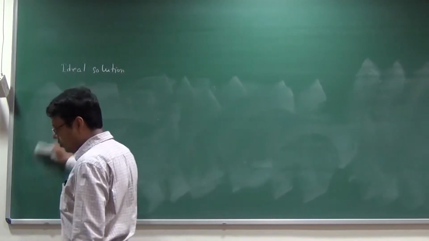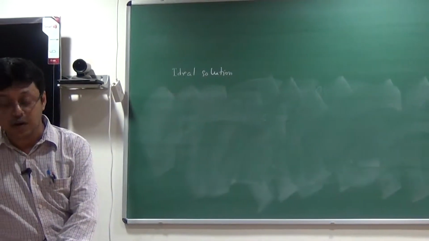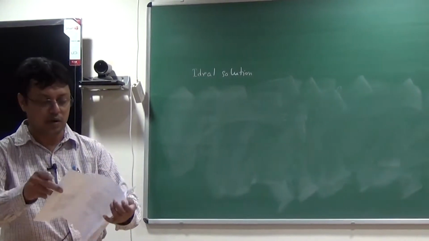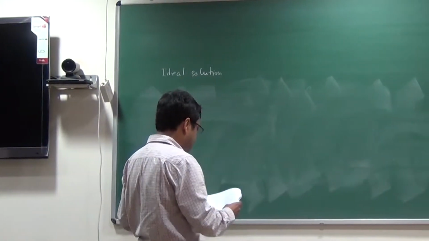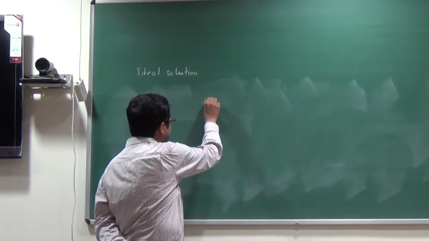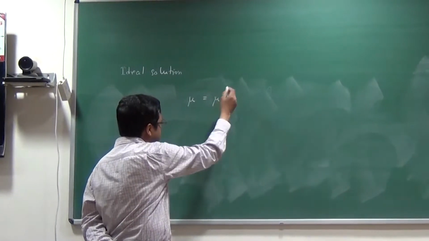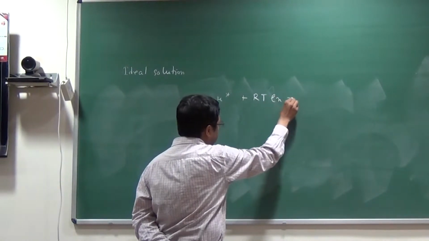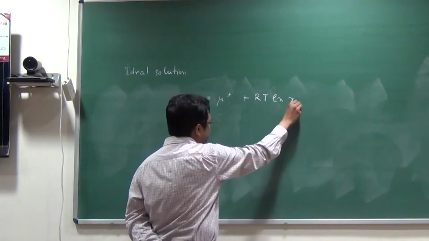But now today we'll be talking about an ideal solution where the number of volatile components is 2, at least 2. What I'm trying to say here is that for any component, I can write the same equation, mu star plus RT ln x. But say I just call them 1 and 2, I'm writing it like this.